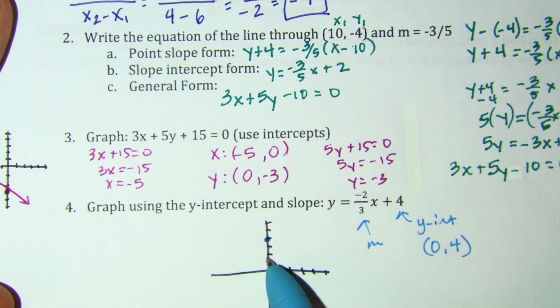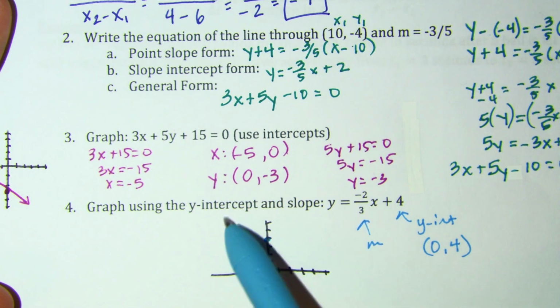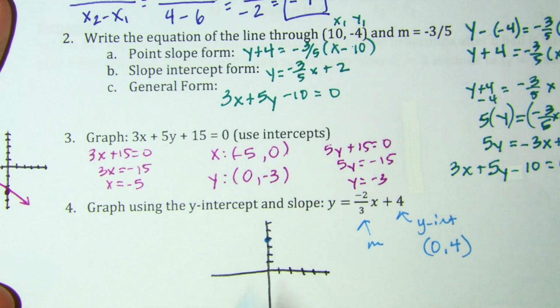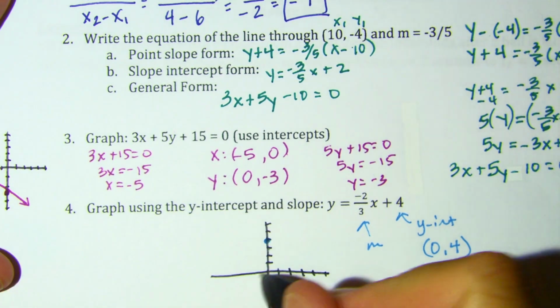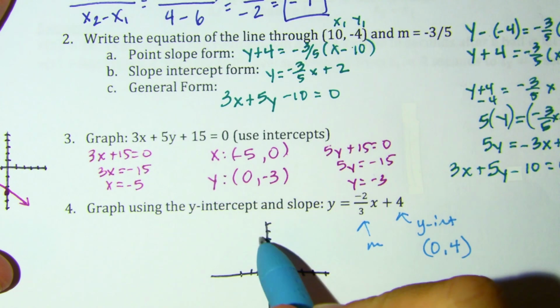If I went down 2 and I went this way, that would give me a positive slope. But if I go down 2 this way, it gives me a negative slope. Sometimes students get confused with rise over run and confuse which way they're supposed to go. If you know you have a negative slope, you know it should be going this way. So you can either go up 2 and over 3, or you can go down 2 and over 3 as long as you have that negative slope. So I could go up 2, up 1, 2, and over 1, 2, 3.